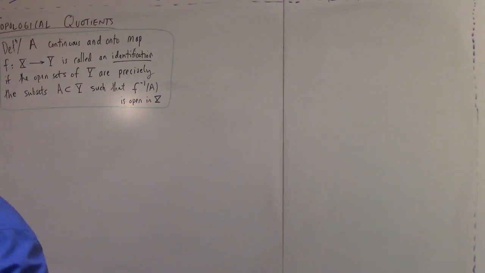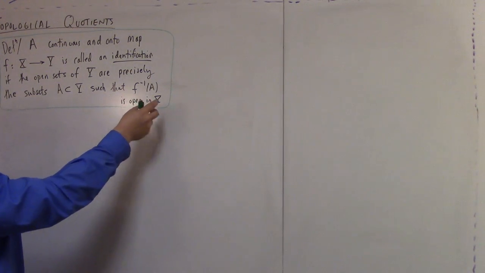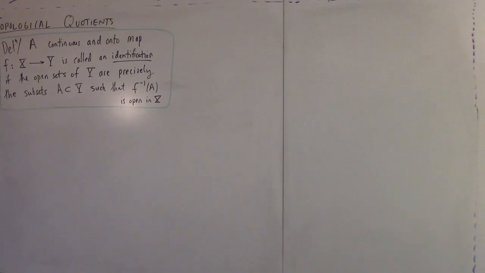So, as I have written, we are studying topological quotients. Now, the first idea is this idea of an identification. And you have to be careful. The words here, they're slippery. A continuous surjection is called an identification if the open sets of Y are precisely those subsets of Y whose inverse image is open in X.